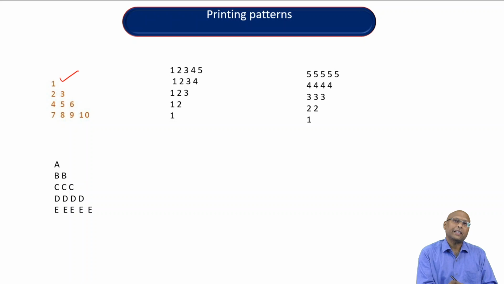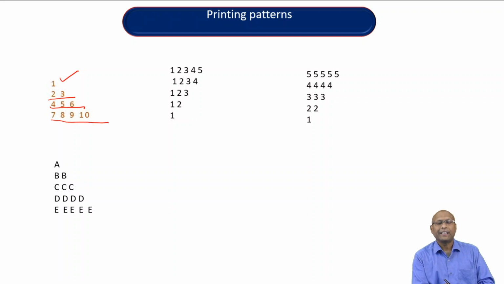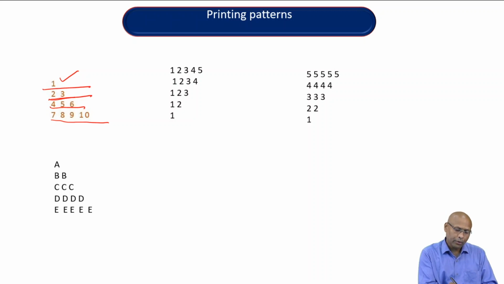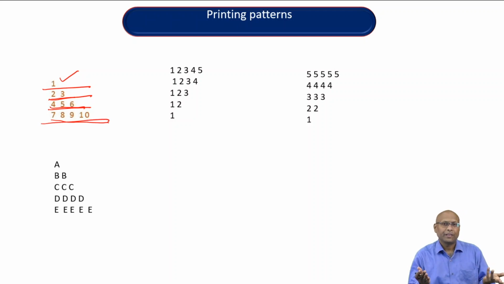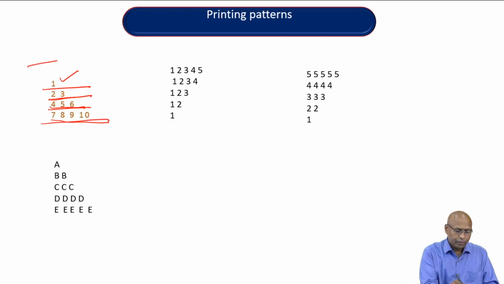In the first iteration, I want to print only 1. In the second iteration, I want to print 2 and 3. In the third iteration, 4, 5, 6. In the fourth iteration, 7, 8, 9, 10. That means how many times does the outer loop have to work? If you observe here, first row, second row, third row, fourth row. That means 4 times.